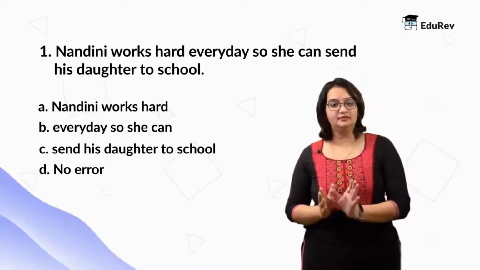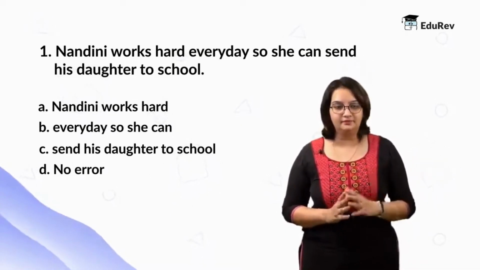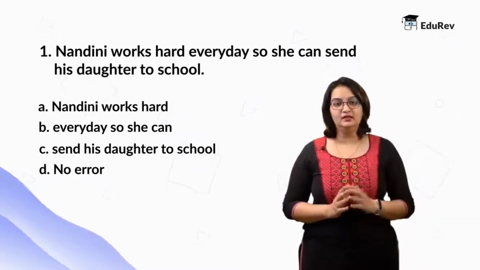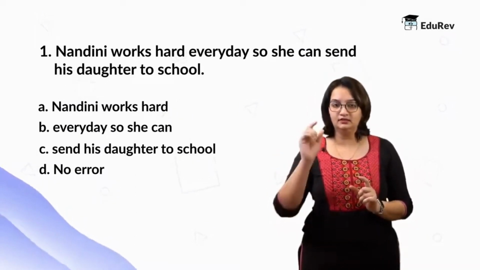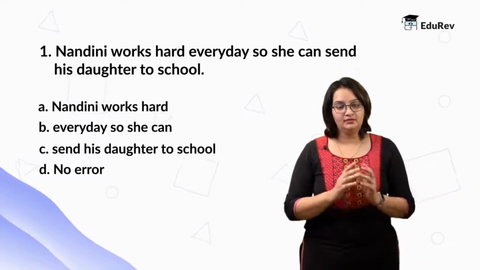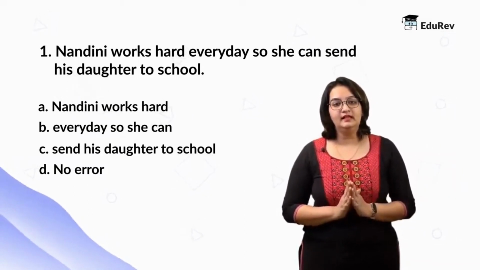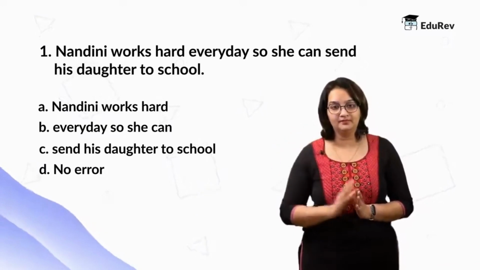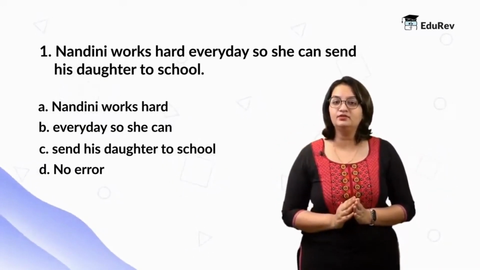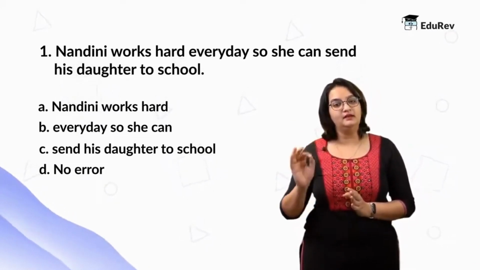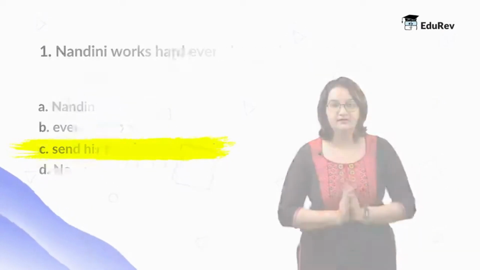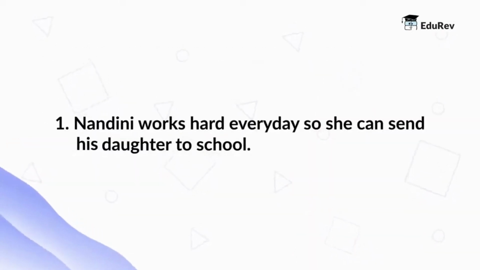Now, if we take a look at the statement, we see that we are talking about Nandini. Nandini, as we can guess from the name, is a female, right? So what should be the pronouns that are associated with the female? Her, she, etc. You can observe that in part C, it is saying send his daughter. Here, his is a pronoun that is used for males, and therefore that particular pronoun is wrong, and the error is in part C. What should be the correct statement? The correct statement would be Nandini works hard every day so that she can send her daughter to school.